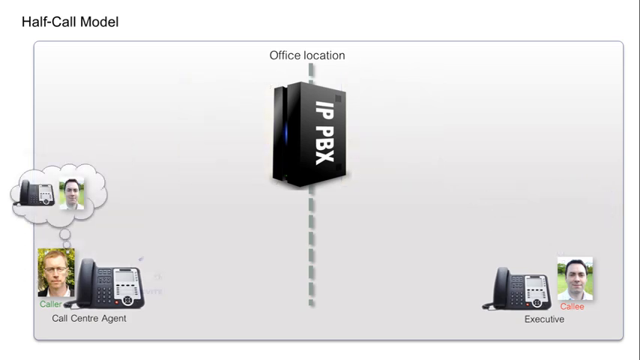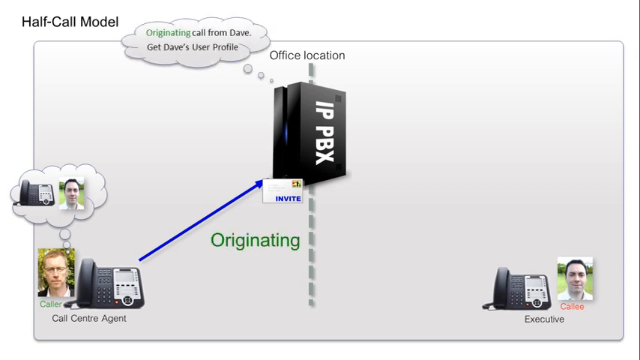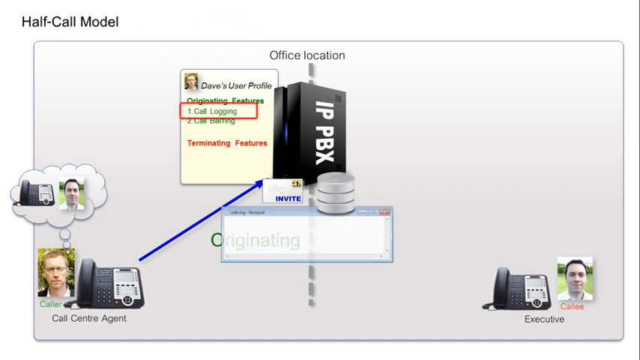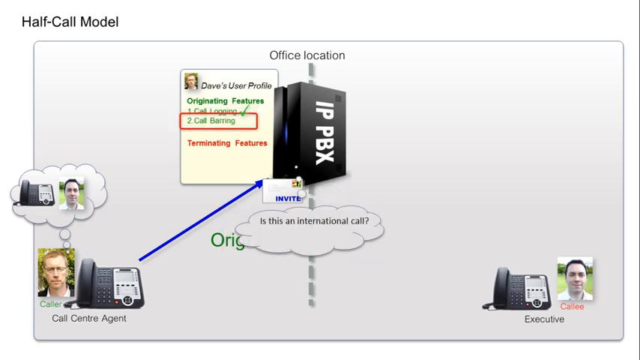Now, when Dave calls Nath, on receiving the request, the IP PBX first acts in originating mode, applying first Dave's originating features: call logging, writing details of the call to the company database, and next call barring. Is this an international call? No, it's an in-office call. Good, the call's not rejected.